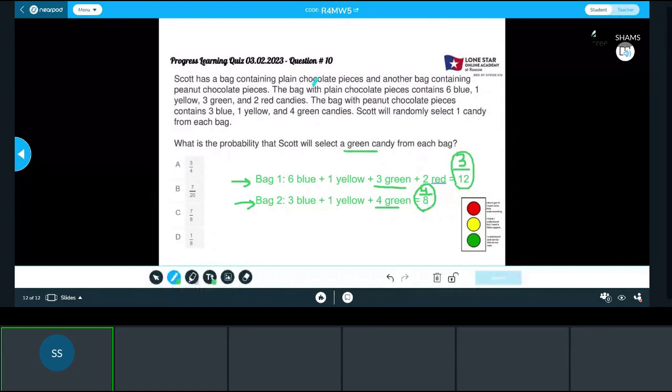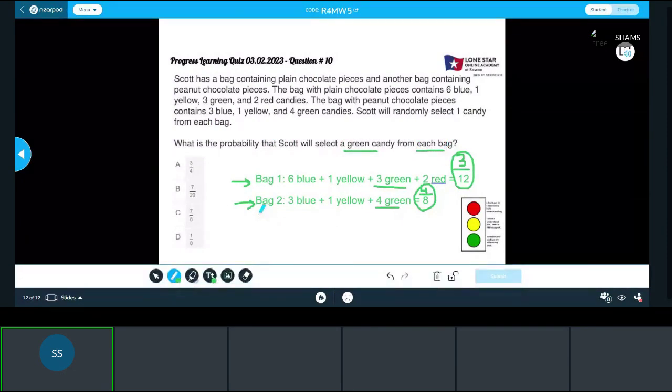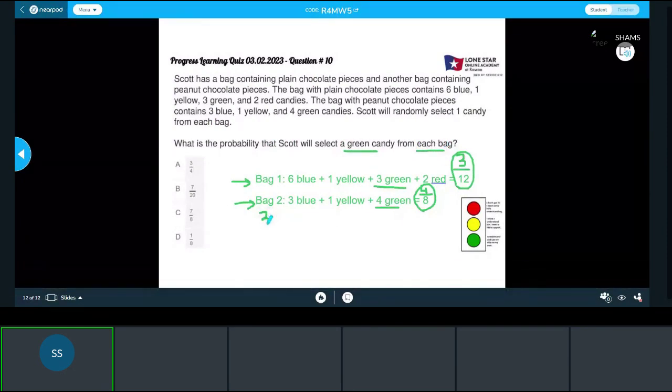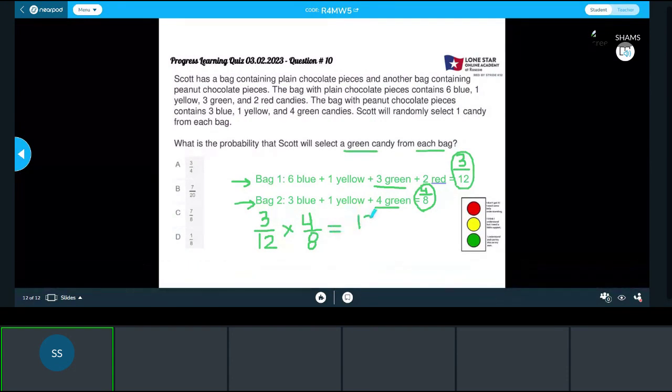Okay? But I want a combined probability. What is the probability that Scott will select a green candy from each bag? It is the combined probability. And I'm going to multiply it as a compound event. So I'll do 3/12 probability from the first bag times 4/8 probability from the second bag. And I will then multiply. 3 times 4 is 12. 12 times 8 is 96.